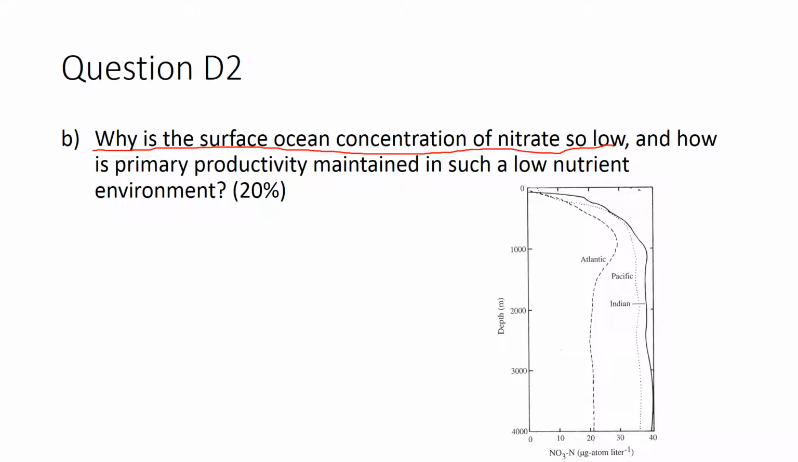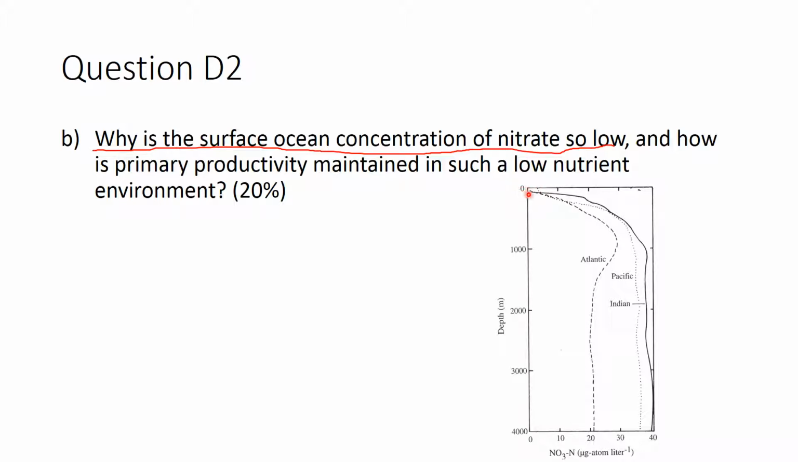Okay, so we're really looking at this profile here. I'll just go back to the pointer. So we've got a profile here of depth in the ocean and nitrate concentration. Okay, quite a few people were talking about nitrogen diffusion in and out of the atmosphere, but the question is specifically asking about nitrate, so that wasn't very relevant.